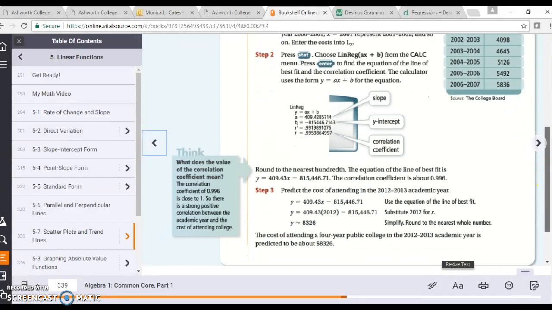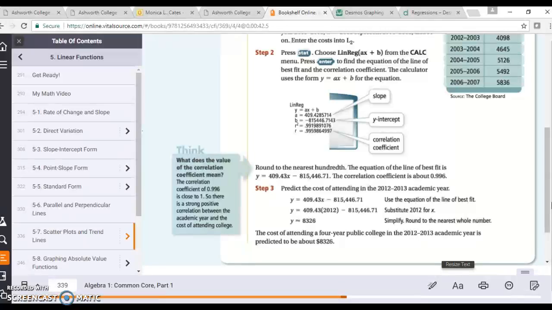So it says predict the cost of attending in 2012 to 2013 academic year. Use the equation of the line of best fit and substitute in. So that's what they did here. They just plugged in. Remember, we used the first year, so 2012 was what they plugged in, and they found it is about $8,326. So the cost of attending a four-year public university in 2012 to 2013 academic year is about $8,326.